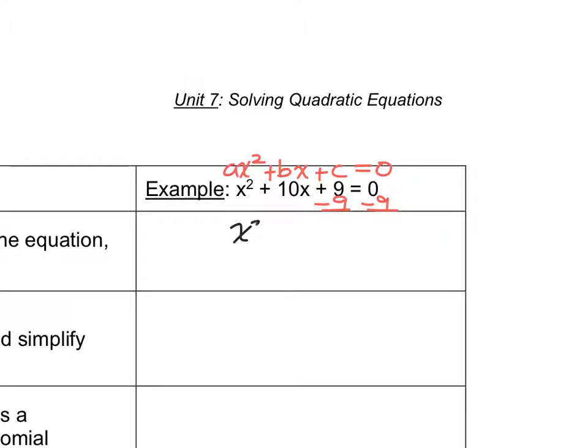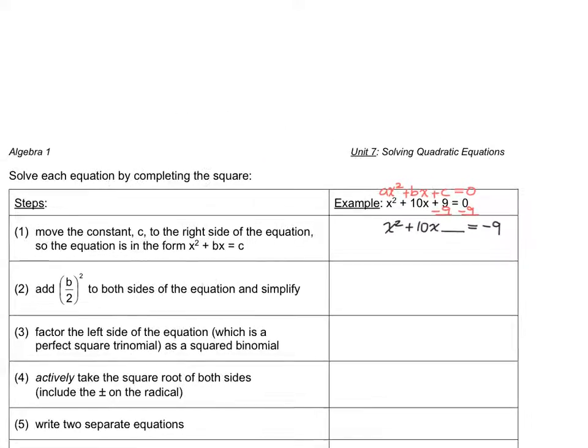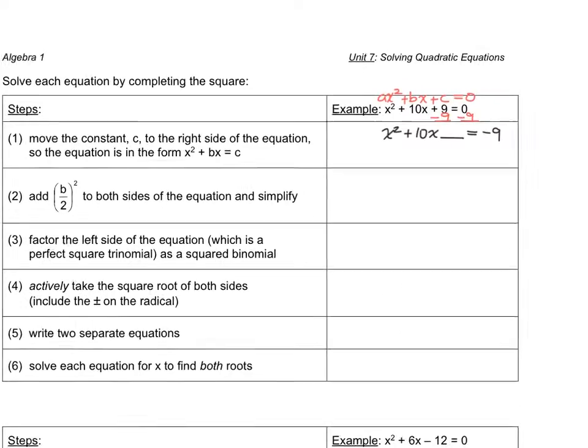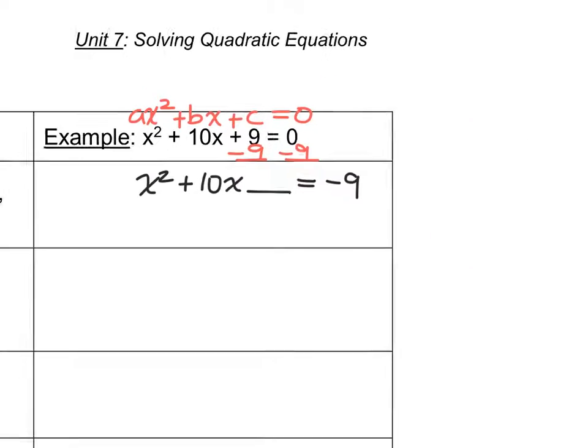So we're looking at x squared plus 10x, and then I'm going to leave a little blank. And it's going to be equal to negative 9. All right. Now it's an operation. It's telling us to take whatever the b value is and chop it in half. All right. So here's my b value.